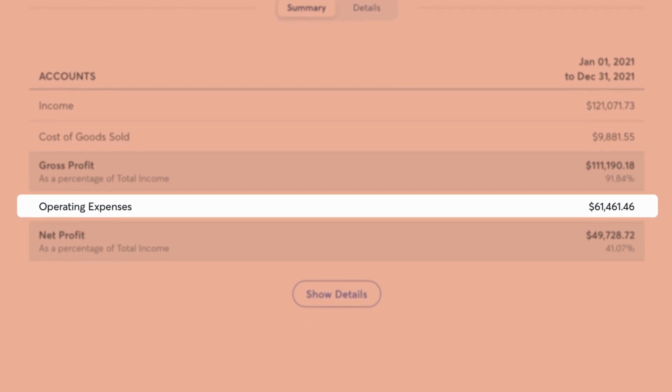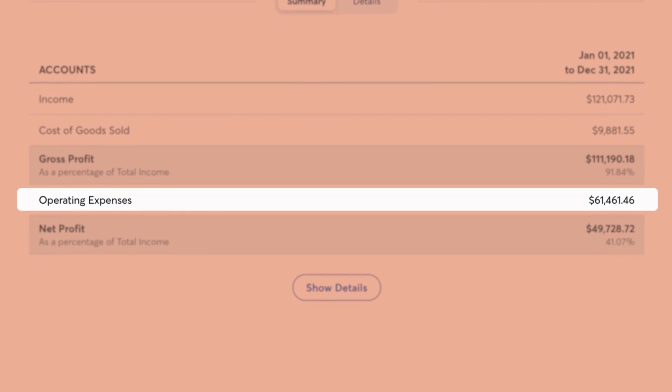Finally, we take the gross profit and subtract the operating expenses to get the bottom line. Good news. In this case, you're left with a net profit. So now, you can start researching fancy coffee machines.